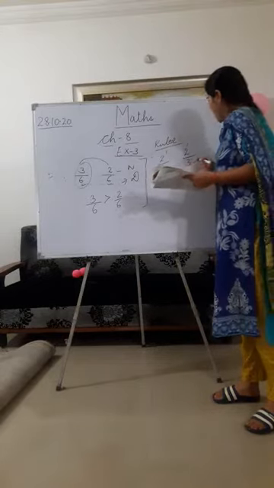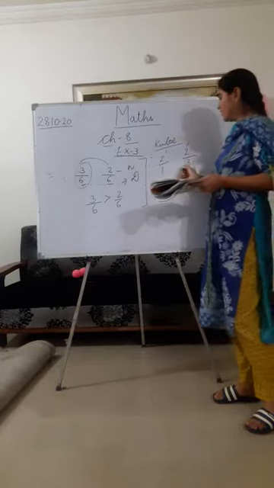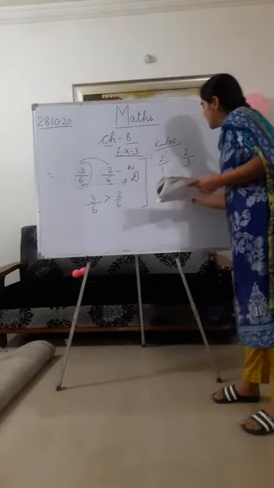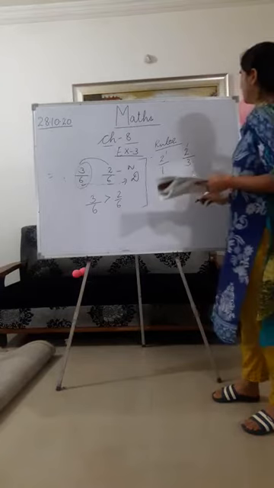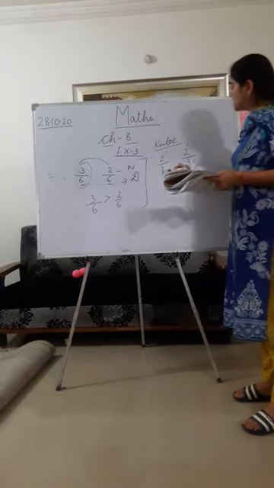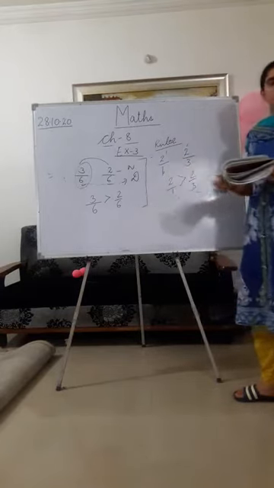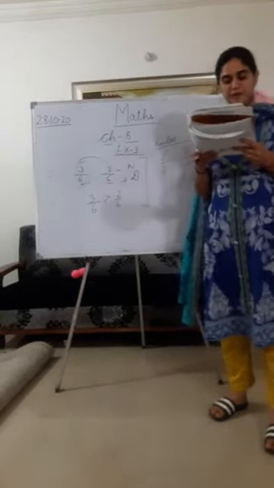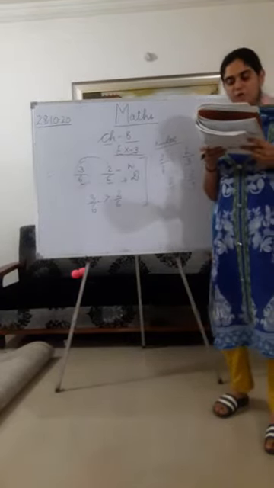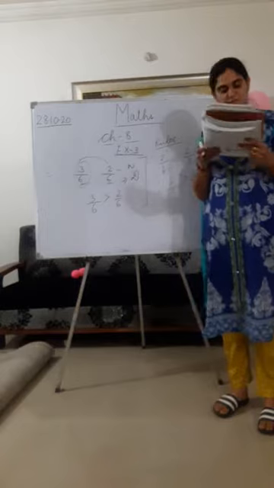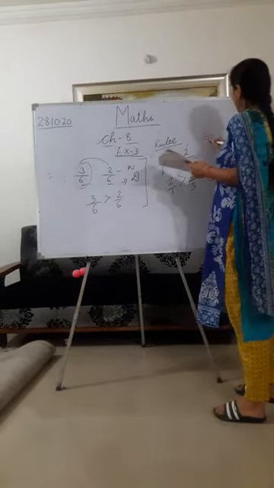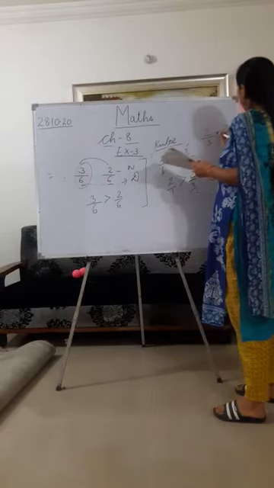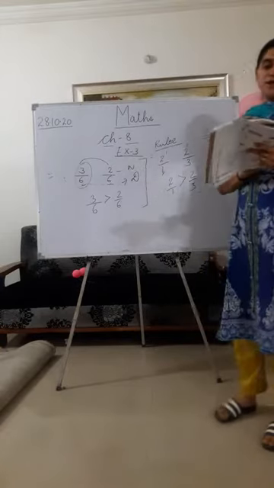Here which is smaller, 1 or 3? 1 is smaller. So this one is greater, because here the denominator is 1, that is smaller. Got it? Now rule 3. When the numerator and denominator both are same in both the fractions, the fractions are equal. When numerator and denominator both are same, then the fractions will be equal.